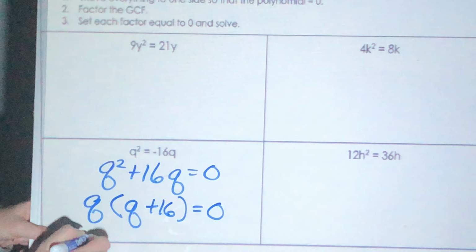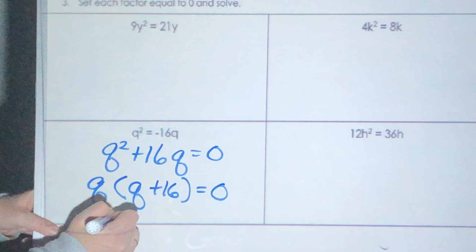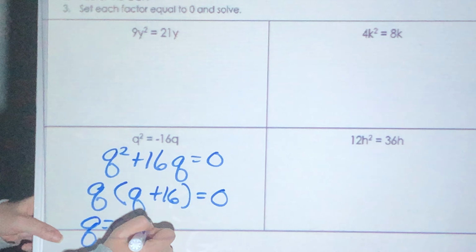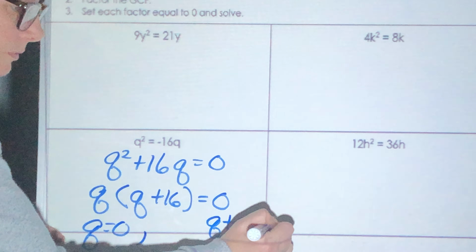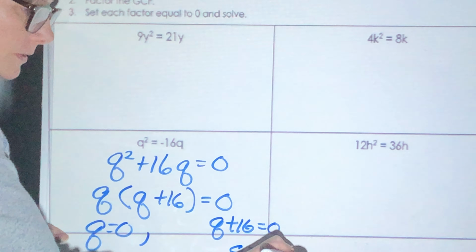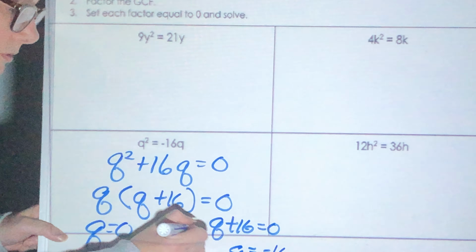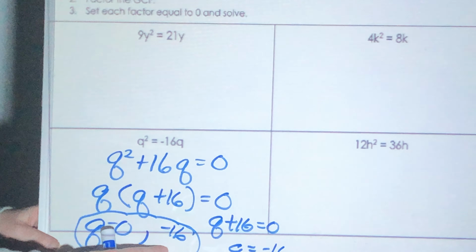And if I solve these two equations by making them both equal to 0, I will have q equals 0, or if I solve my other equation, q plus 16 equals 0, I get q equals negative 16. So my two solutions, roots or zeros, are 0 and negative 16.